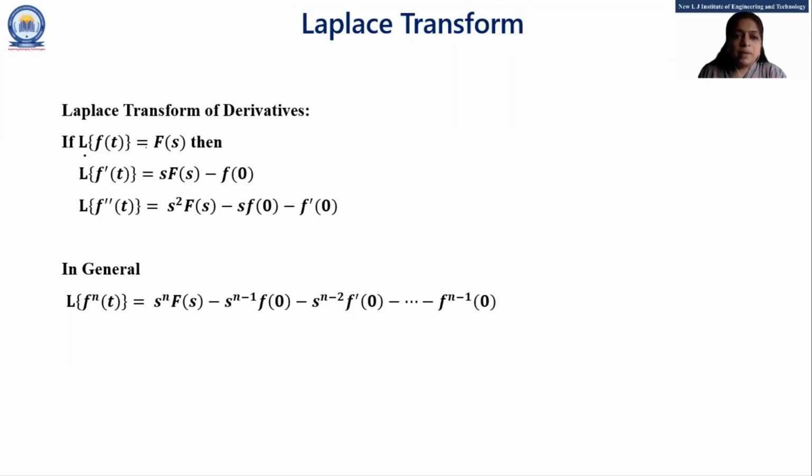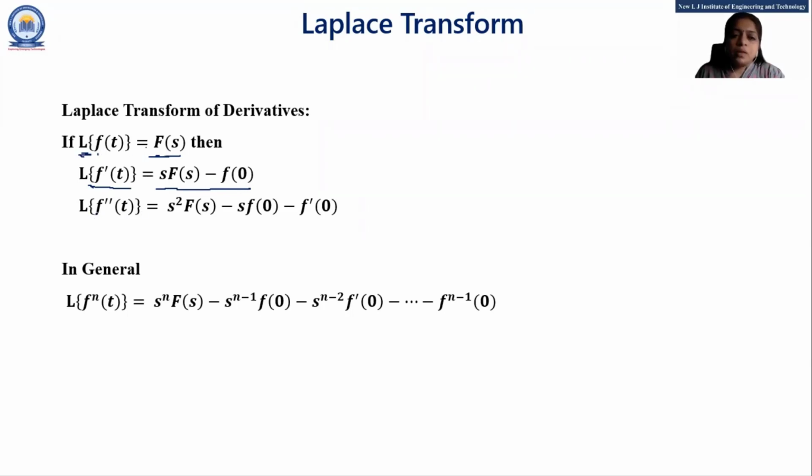So first, Laplace of f of t is equal to capital F of s, right? What about the Laplace of f dash t? If you are asked to find Laplace of f dash t, you have to remember this formula, that is s into F of s minus f of 0. See here, in the first term, this F is capital. In the second term, this f is small. So both are different. The small f is used for the function, and the capital F is used for the Laplace of the function of t, right?